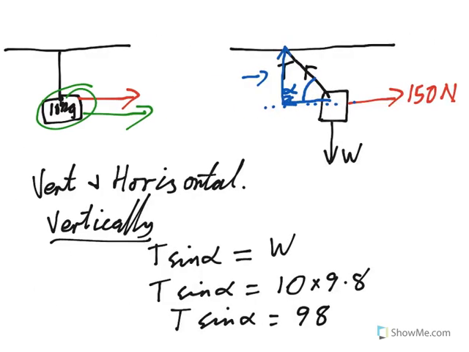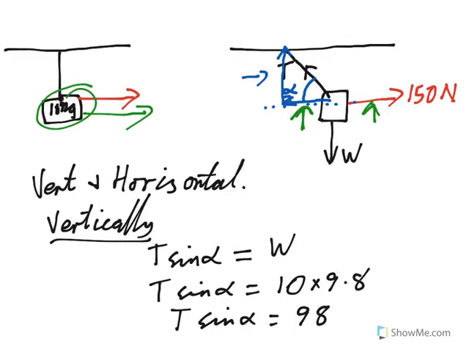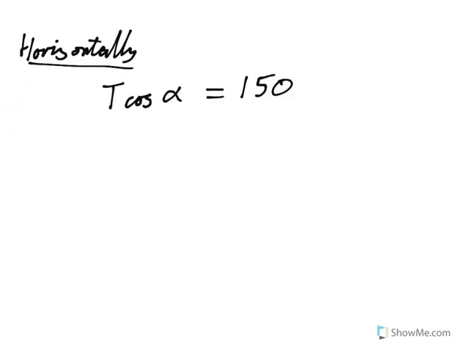Horizontally, what have we got? Well, horizontally we've got two things. We've got that one there, and we've got this one here. So the first part, the tension force we've got, is tension cos of alpha. It's got to equal 150 Newton. So what have we got then? We've got two equations. T sine alpha equals 98 and T cos alpha equals 150.